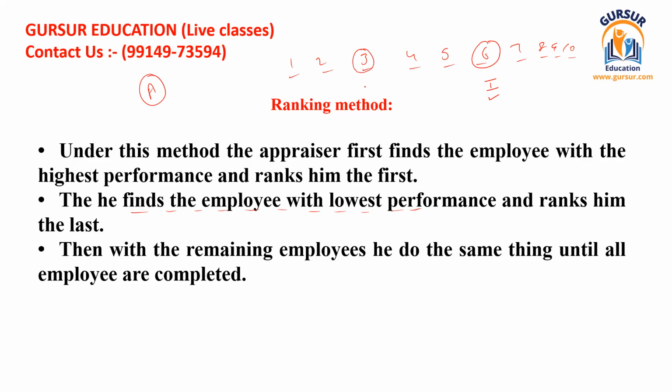Then he shall rank him the last one, 10th in our case. He's the first one, he's the 10th one. In the same way, with the remaining employees, he does the same thing until all employees are completed. Again, he decides who was the better, then who was the worst, again who was the better, who was the worst.